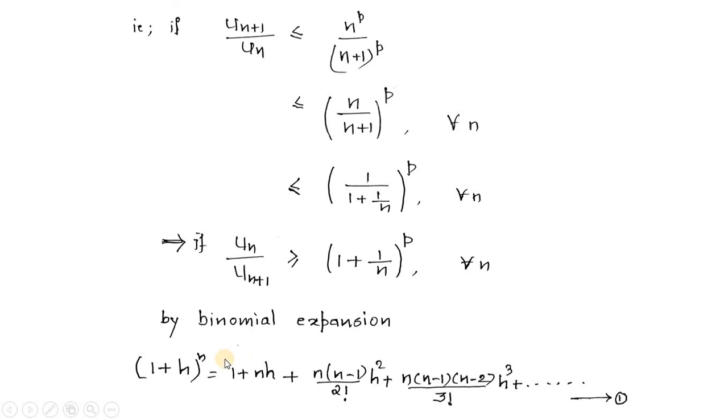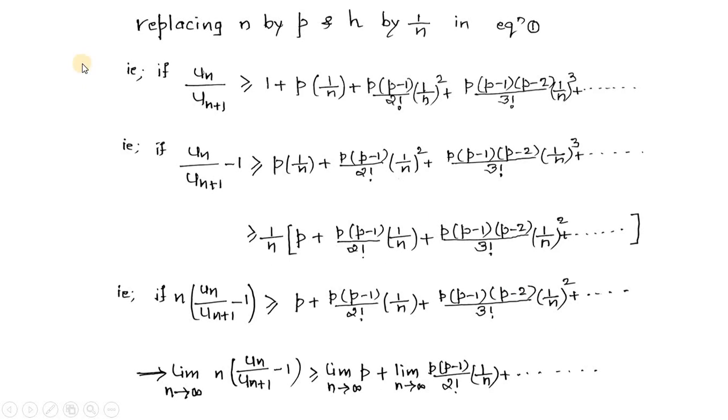By binomial expansion, we know that (1 plus h) whole raised to n is equal to 1 plus nh plus n into (n minus 1) by 2 factorial into h square plus so on. We'll name this expression as equation 1. In this expression, we substitute p in place of n and 1 by n in place of h. So we have un by un plus 1 is greater than or equal to 1 plus p into 1 by n plus p into (p minus 1) by 2 factorial into (1 by n) whole square plus the rest of the terms. Now replace this 1 to the left hand side.